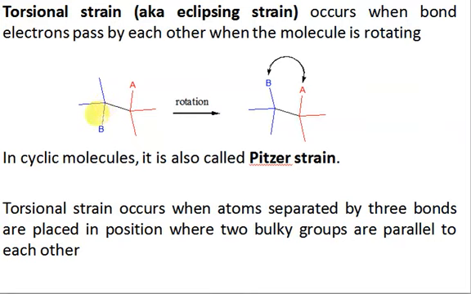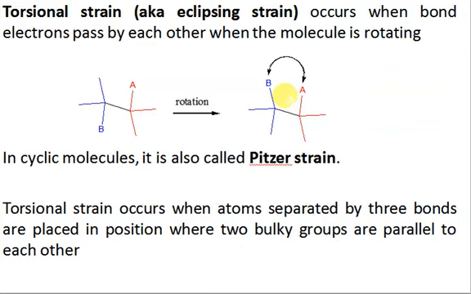So when these groups come closer to each other, the electrons in the bonds tend to repel each other, right? When these two are parallel to each other here, we say they are eclipsing each other, right? When these two groups become exactly parallel to each other, we say that these two groups are now eclipsing each other, and at that place the electrons are facing each other. So in this condition the electrons are facing maximum repulsion, and we say this has maximum torsional strain or maximum eclipsing strain, right? The torsional strain occurs when the bond electrons pass each other when the molecule is rotating.